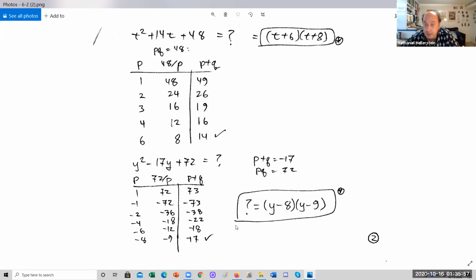Before I go on, remember, the reason why we're doing factoring is to solve equations. If we have the equation this equals 0, then that means that this product equals 0. And there's a rule which says that if a product equals 0, then one of the factors is 0. So then you can solve for the possible values of y that way. We'll get to that later.